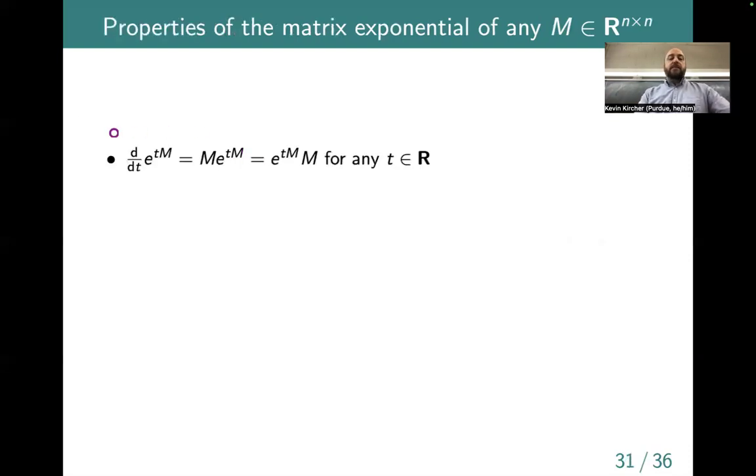Okay. So this is the main property. I'm just summarizing it again, that if we take the time derivative of e to the tM, we can write that either as M on the left times the matrix exponential e to the tM, or, because we can do the factorization either to the left or to the right in the previous slide, we can also write that as e to the tM times the matrix M itself.